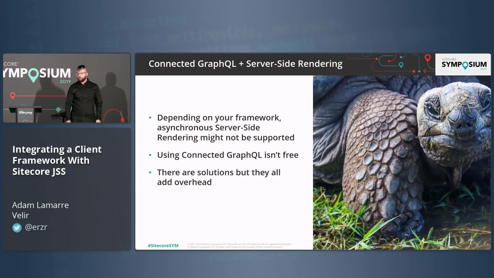The other problem you have to solve in server-side rendering is if you want to use connected GraphQL and say your client framework doesn't support asynchronous requests during server-side rendering. So you saw in my function call, I do app.render. I don't await that function. It's not asynchronous. So I really needed a solution for this. If you're in that situation, connected GraphQL really isn't free. There are solutions, but they all add a little bit of overhead.